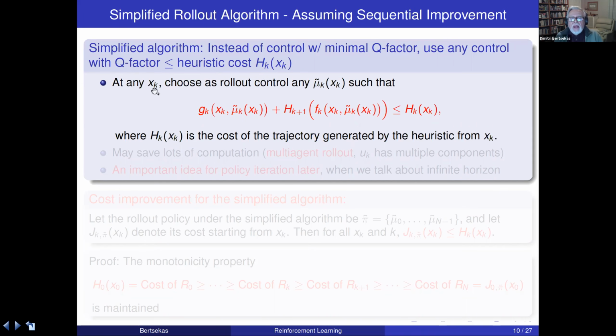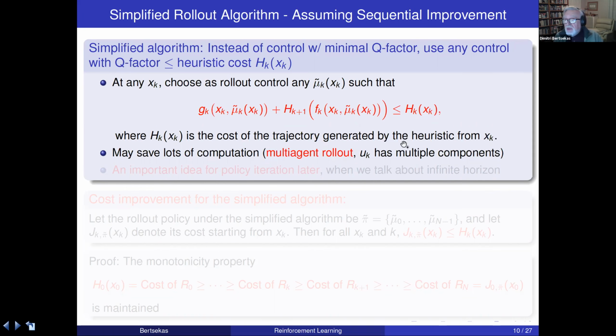So in other words, at any xk, we choose as a rollout control any one that satisfies this inequality. Now this can save an awful lot of computation because the number of controls may be very large or even infinite, but we're considering here a finite number of controls, but it may be very large. That may involve a lot of computation. So by restricting attention to a promising subset of controls, we may be able to save a lot of time as long as we are careful to make sure that we end up with a control that satisfies this condition.